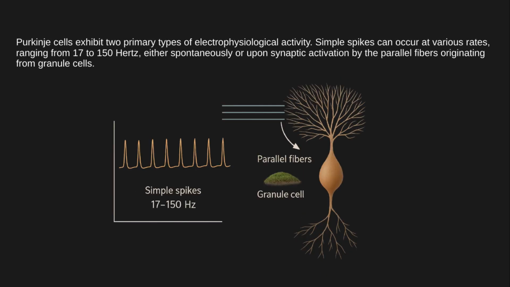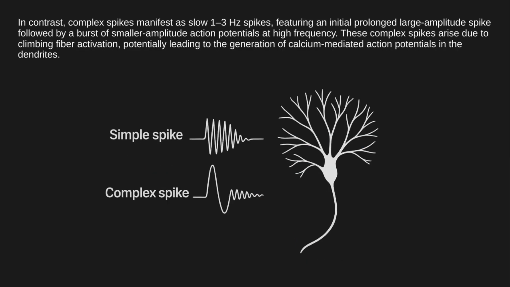Purkinje cells exhibit two primary types of electrophysiological activity. Simple spikes can occur at various rates, ranging from 17 to 150 Hz, either spontaneously or upon synaptic activation by the parallel fibers originating from granule cells. In contrast, complex spikes manifest as slow 1/3 Hz spikes, featuring an initial prolonged large amplitude spike, followed by a burst of smaller amplitude action potentials at high frequency.